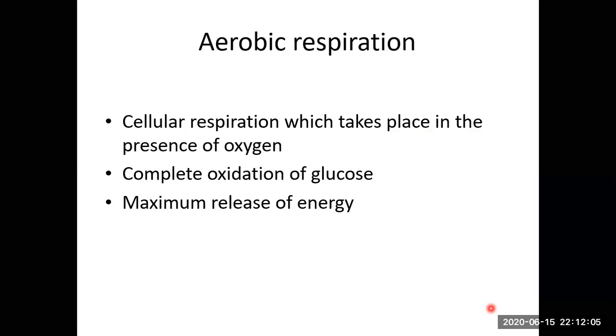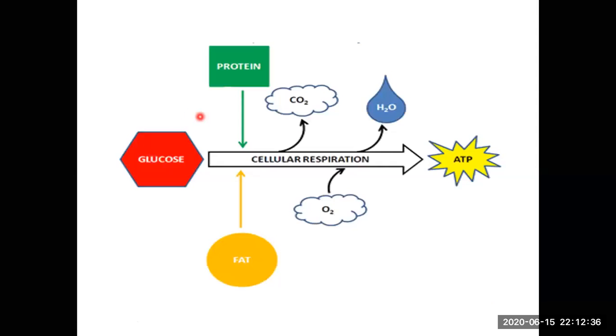First of all, aerobic respiration: cellular respiration which takes place in the presence of oxygen. Aero means air or oxygen. So the type of cellular respiration in which oxygen is involved, which takes place in the presence of oxygen, is known as aerobic respiration. Complete oxidation of glucose. What happens in aerobic respiration is that in the presence of oxygen, like we have just seen in our previous picture, this is glucose. It is broken down in the presence of oxygen so that ATP can be produced.